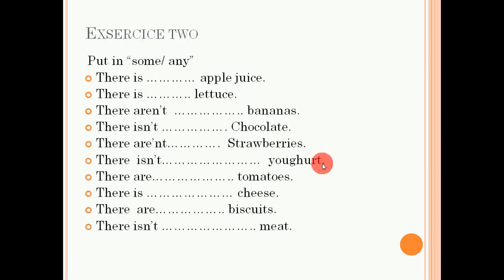Exercise number 2, put in some or any. We said we put any only with the negative form or in questions. There is apple juice. There is some apple juice. Apple juice, we said, is uncountable. There is some lettuce. There aren't any bananas. There isn't any chocolate. There aren't any strawberries. There isn't any yogurt. Yogurt is uncountable. There are some tomatoes. There is some cheese.